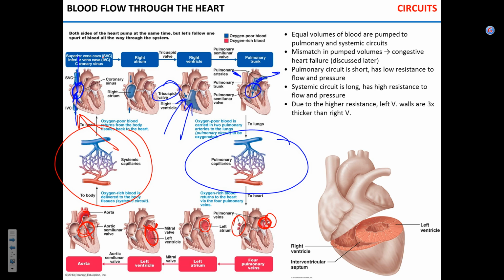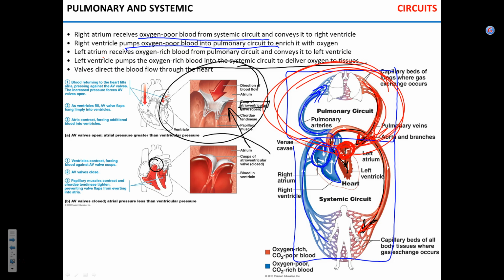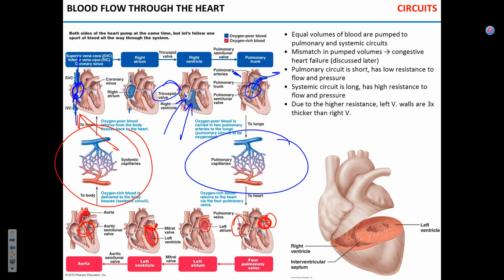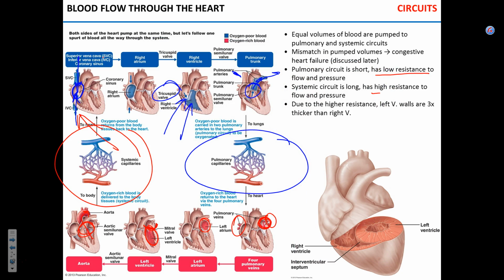Pulmonary circuit, as you can imagine, is pretty short, which means that the pressure in the pulmonary circuit is low due to the low resistance. Systemic circuit is long. Resistance in systemic circuit is high, so the pressure is going to be high. And if you look at the structure of the left ventricle, and we saw it in the heart that we opened on Tuesday, left ventricle has much thicker walls. Does that make sense? Are we clear?